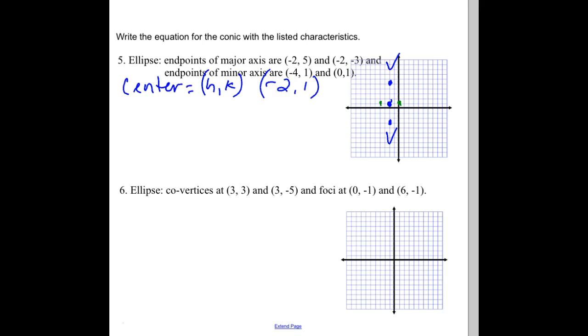Okay, those would be my covertices. So when I think about writing my equation, do I need foci? Do I need C at all for my equation? No, then don't bother finding it.